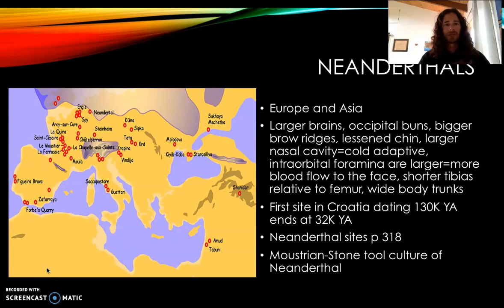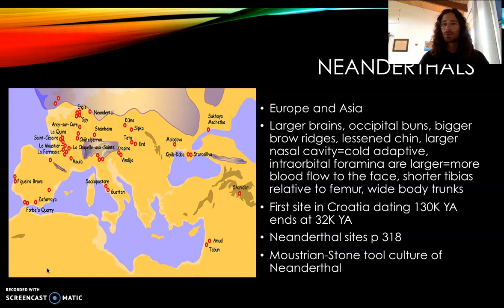Neanderthals, again, these are the clusters of areas where we find Neanderthals. They had larger brains, occipital buns, and larger brow ridges. And then they had a lessened chin, so a smaller chin. Larger nasal capacity, which I just talked about, was cold adaptive.